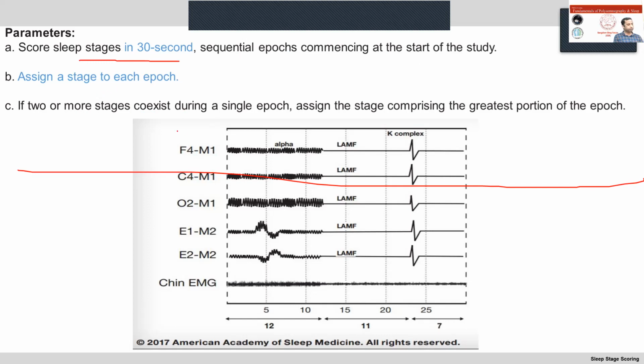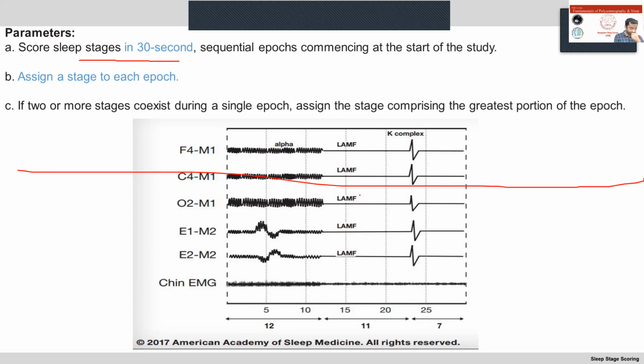So what if 2 or more stages coexist during a single epoch? Assign the stage comprising the greatest portion of the epoch. This is a general rule; there are specific rules that we will discuss later on. If a single epoch has 2 or more stages, like wake is also there, N1 is also there, N2 is also there, then we have to assign the stage which covers most of the epoch.